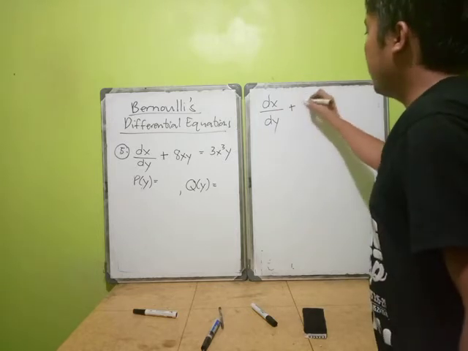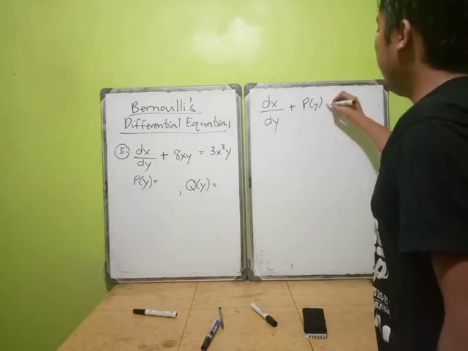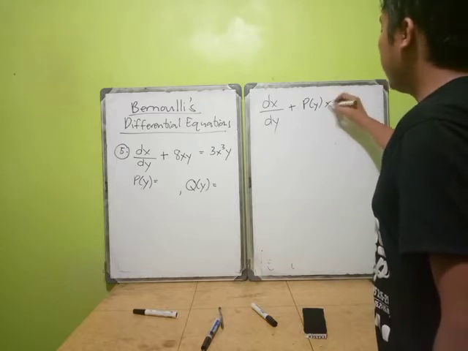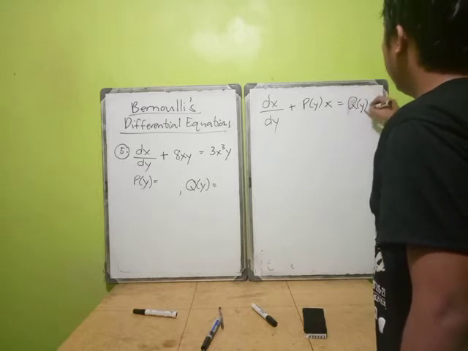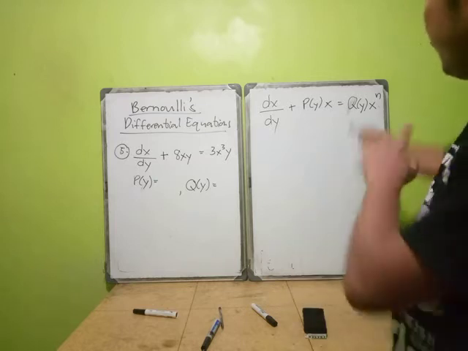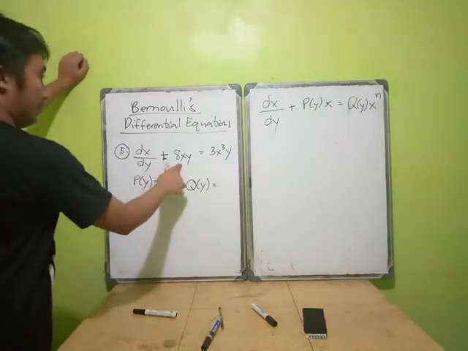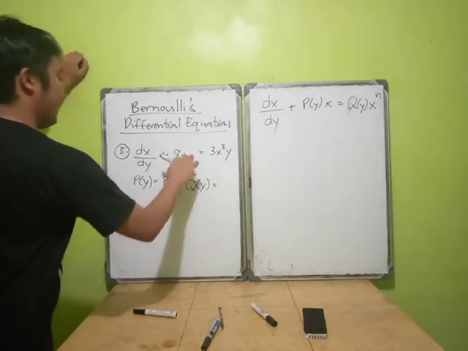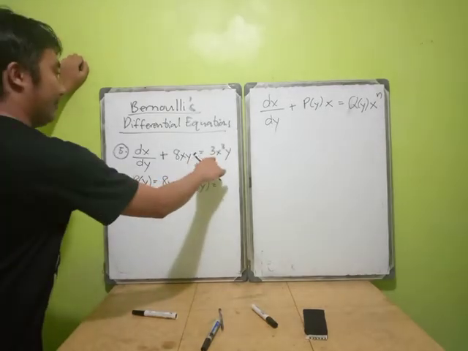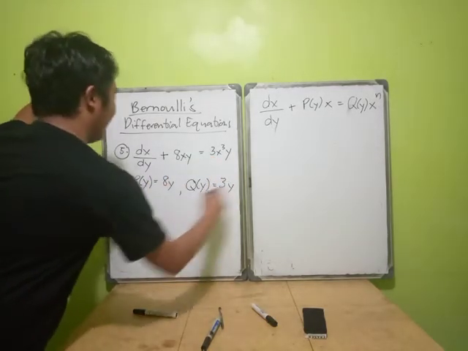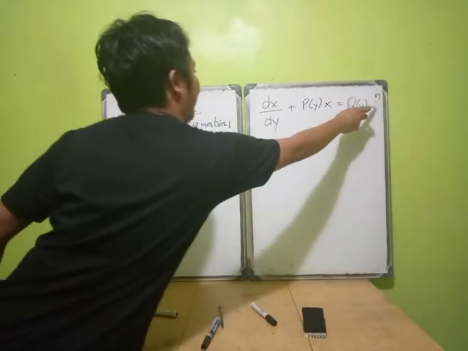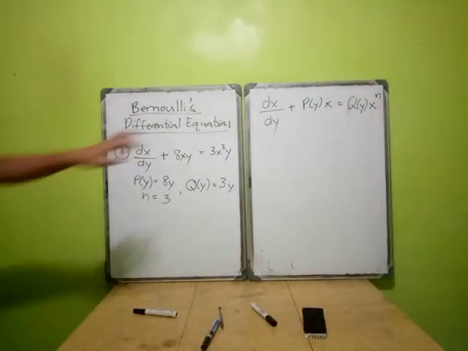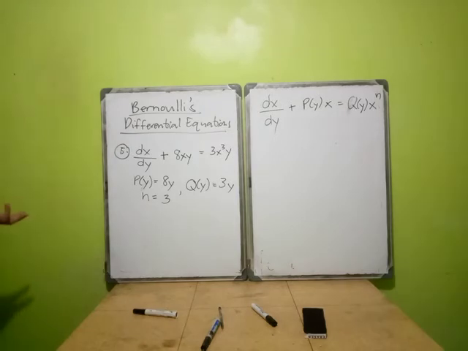Okay, so in terms of py, x is equal to qy over x to the power of n. So, yung py natin dito is si 8y, katabi ni x. Okay? And then, yung qy natin is si 3y. At saka yung n natin is si 3. Bakit? Yung hinahanap natin dito is yung power ni x. Okay? So, yan yung general formula, okay, from our first example.